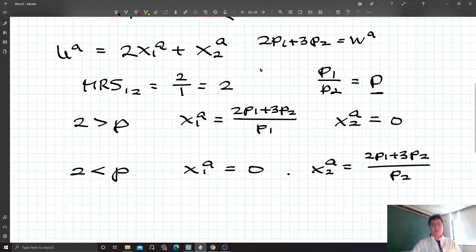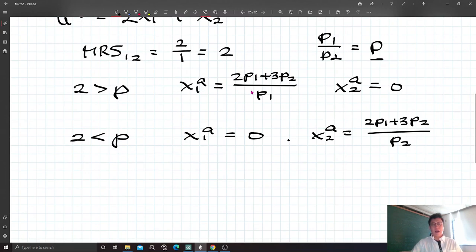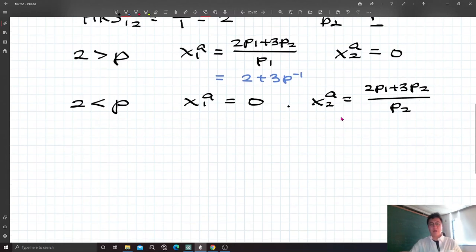We have this, and I'd like to use the relative price, so let me do some algebra here. X1A, when P is lower than 2, can be written as 2 plus 3 times P2 over P1. That is the reciprocal of P, so P to the power negative 1. And X1A, when P is higher than 2, can be written as 2P in terms of P, plus 3.